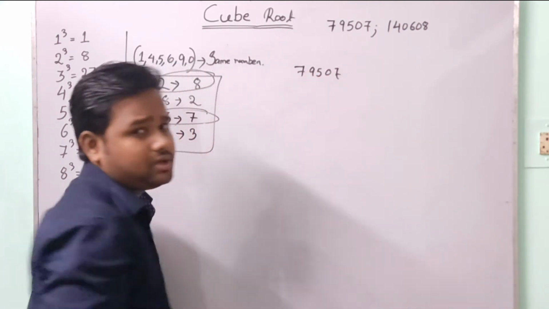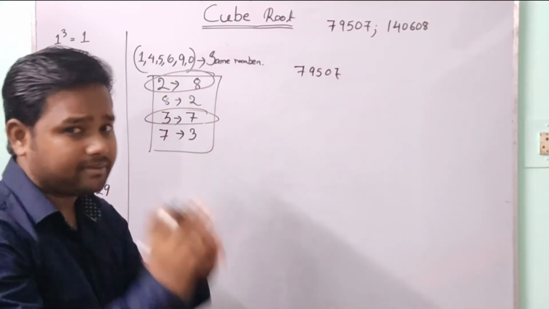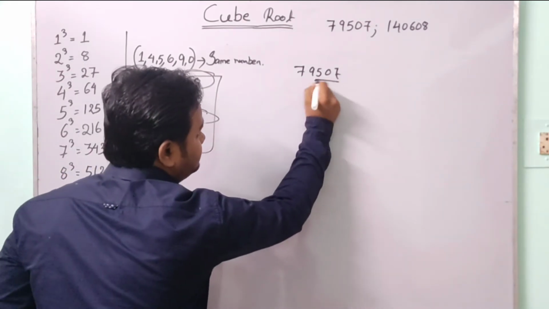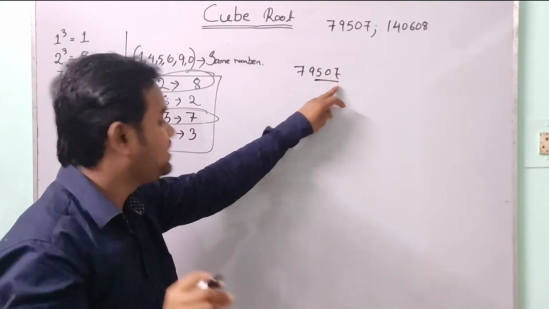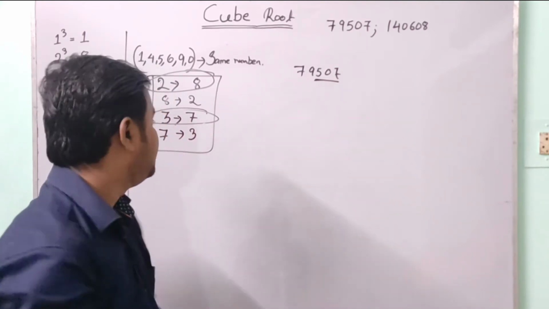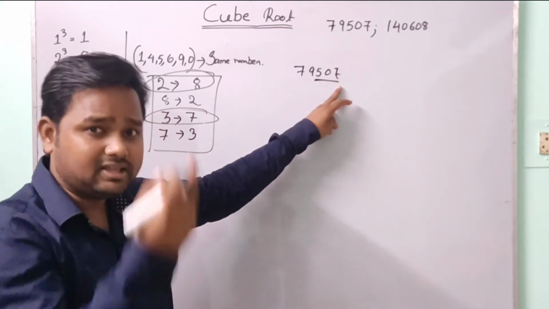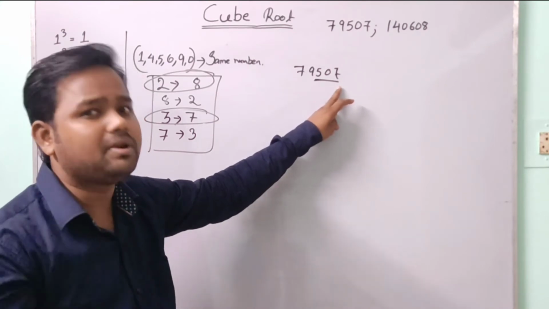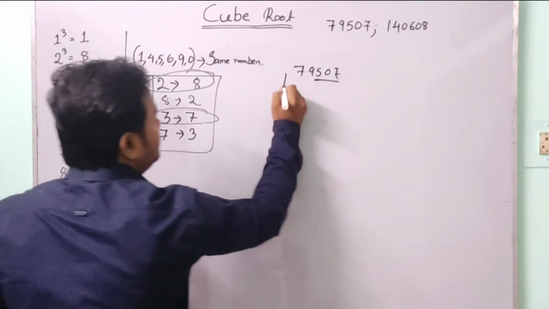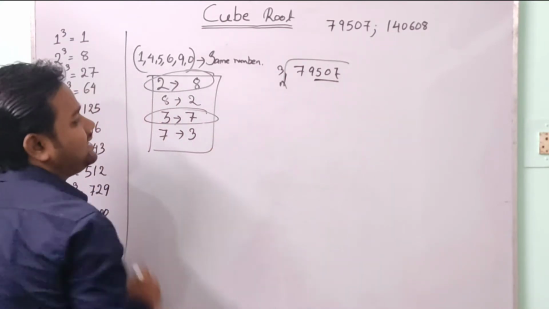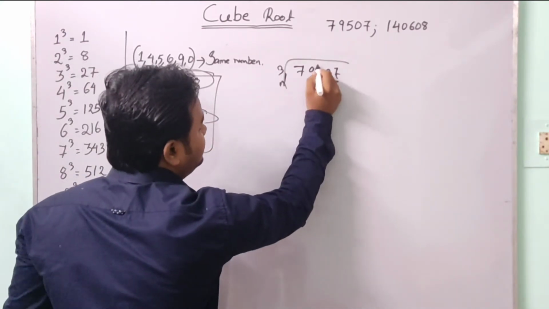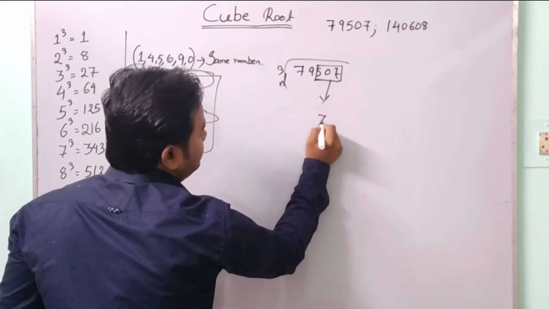79507. First we have to take the last 3 digits. Here the last 3 digits are 507, and within this, what is the unit place? The unit place is 7. I have already told you that in place of 7 in the cube root, the number is replaced by 3. So if I am getting the cube root, then in place of 7 I will write 3.